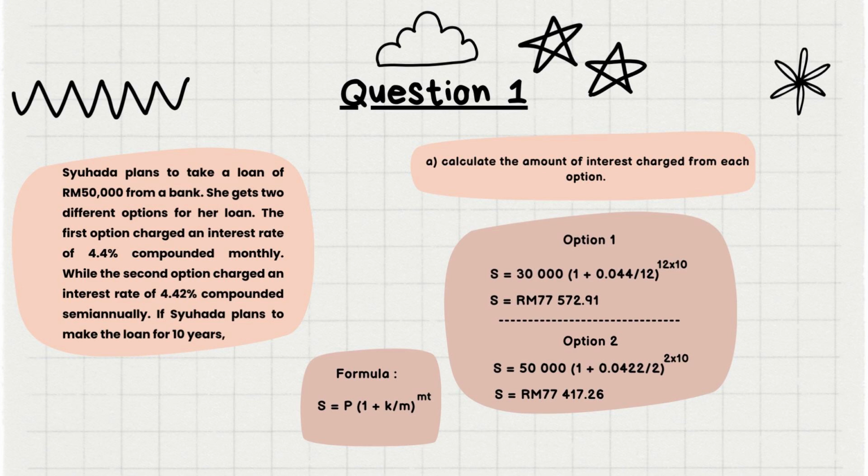S equals 50,000 (1 + 0.044/12) to the power of 12 times 10. You will get S equal to RM77,572.91. That is for option number 1. While for option number 2, S equals 50,000 (1 + 0.0442/2) to the power of 2 times 10, and you will get S equal to RM77,417.26.